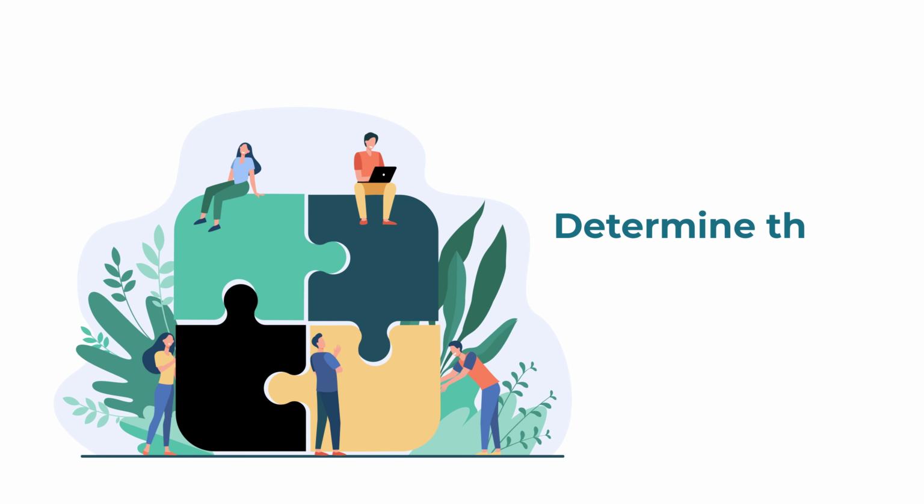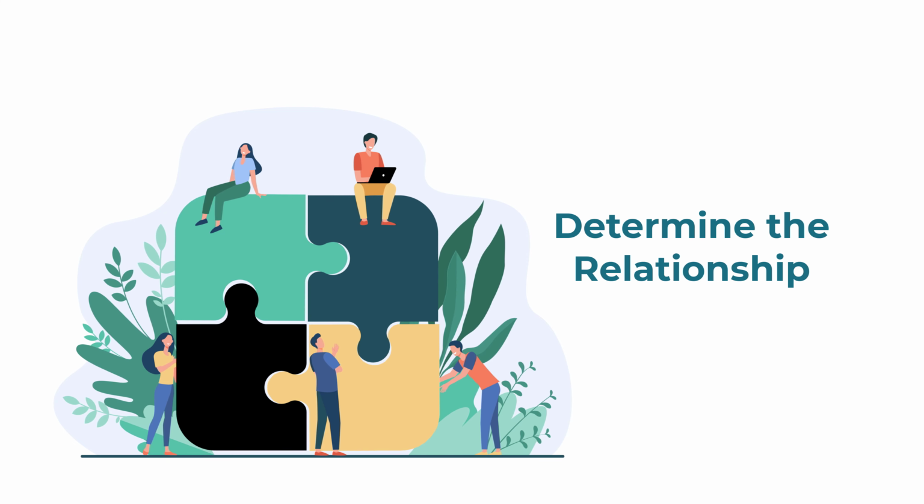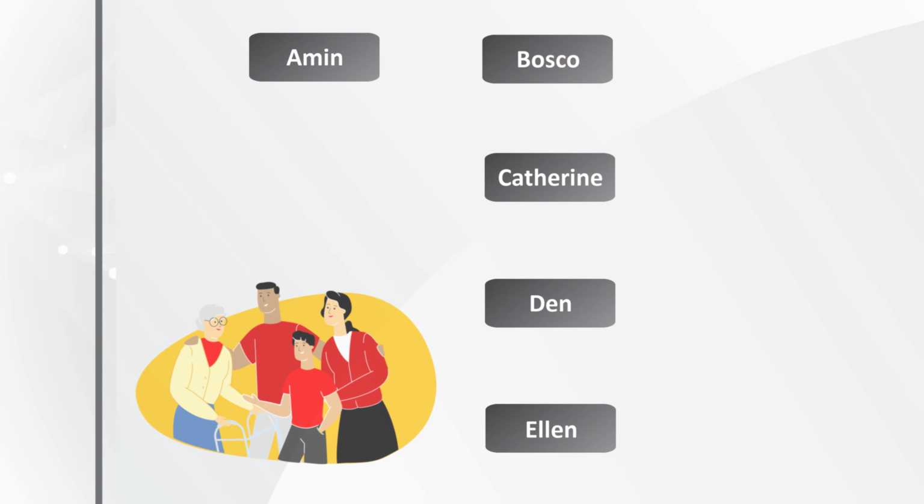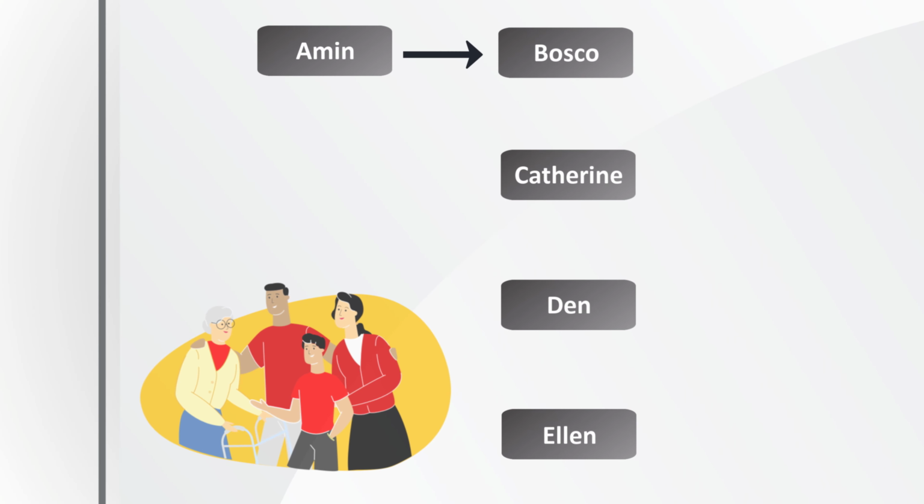The easiest way to determine this multi-generational relationship in the family is to build a diagram. Let's do it one step at a time. Amin is Baska's sister. Catherine is Baska's mother. Dan is Catherine's father. And Alan is Dan's mother.